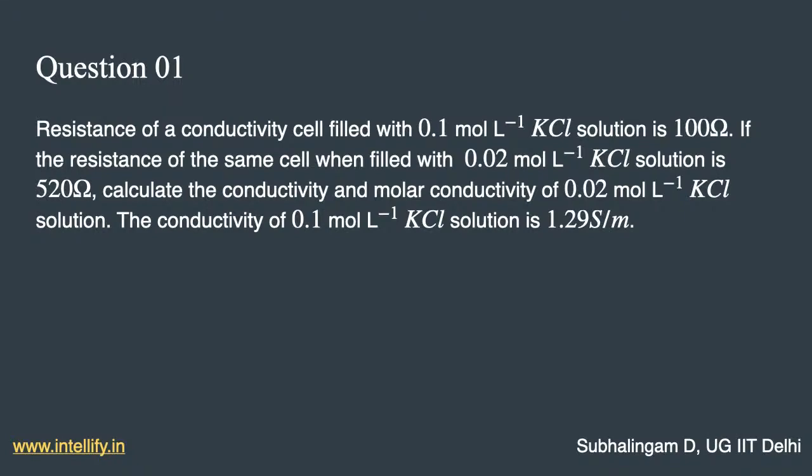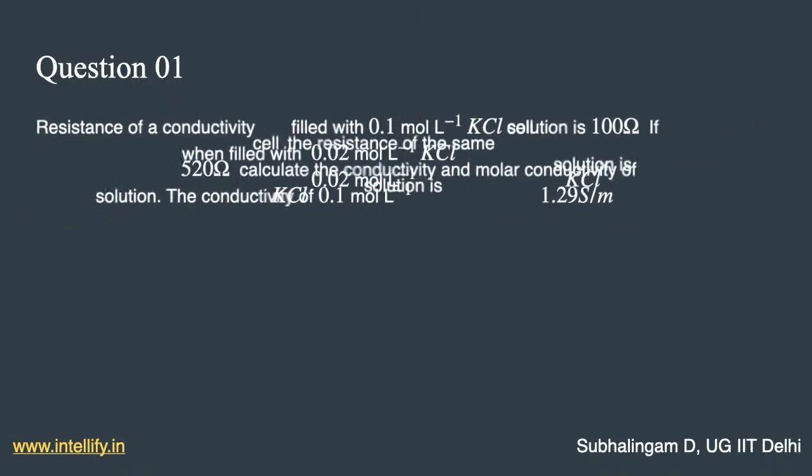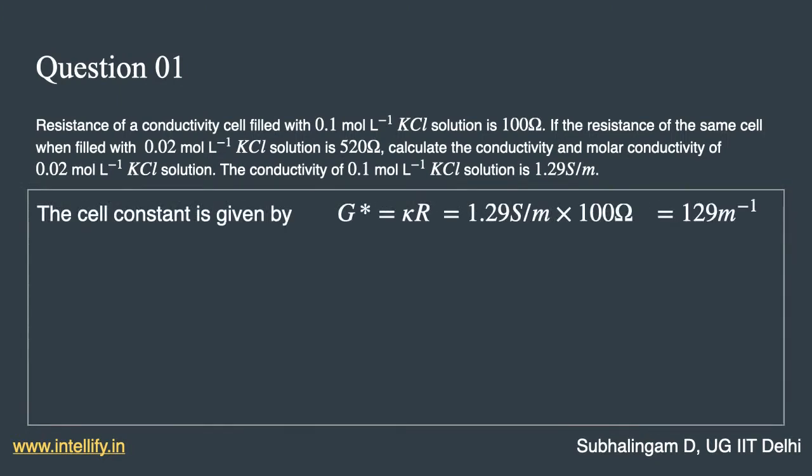Okay, let's solve it together now. The cell constant is given by G star is equal to kappa R. We have seen this relation before. And substituting kappa as 1.29 Siemens meter inverse and R as 100 ohms, we get 129 meter inverse. So this is the cell constant.